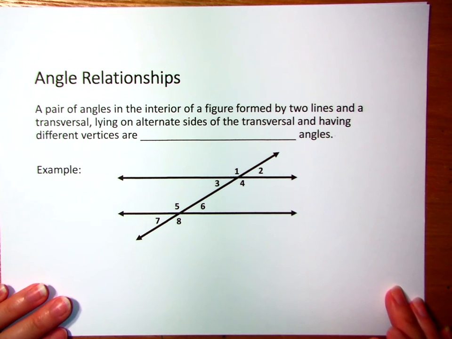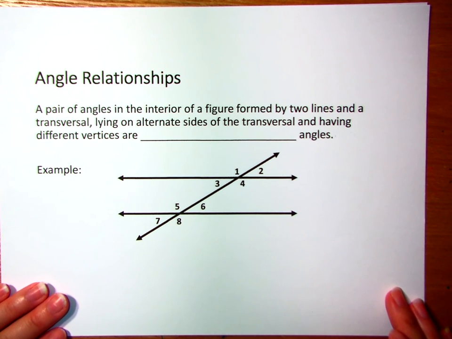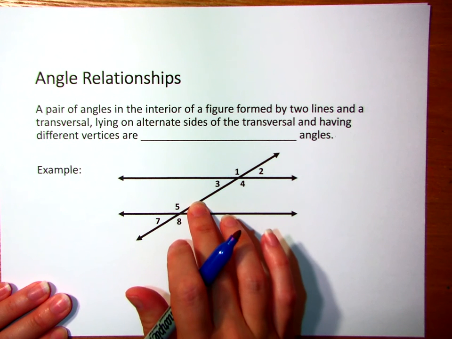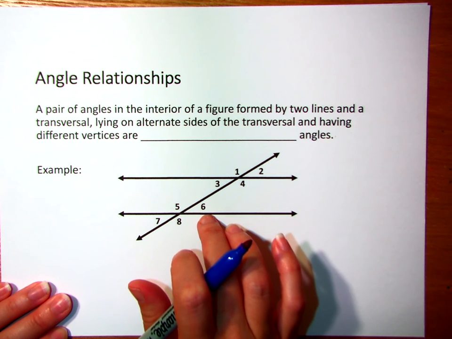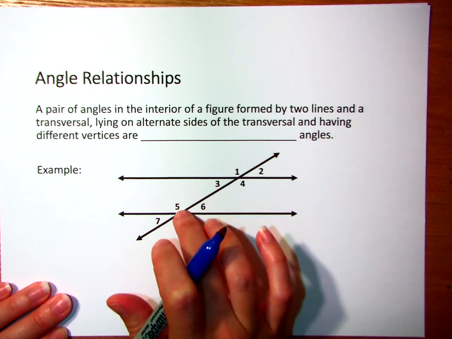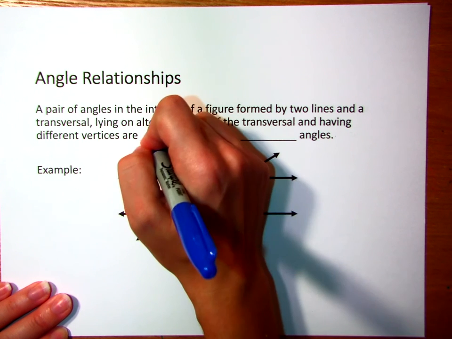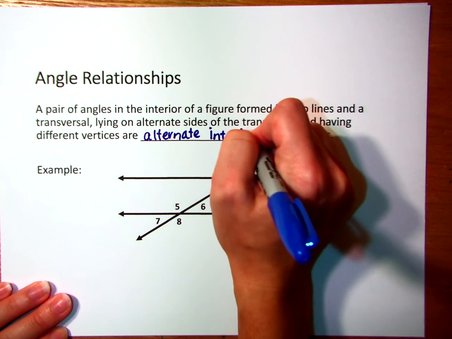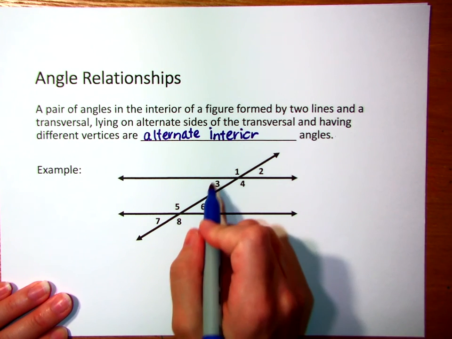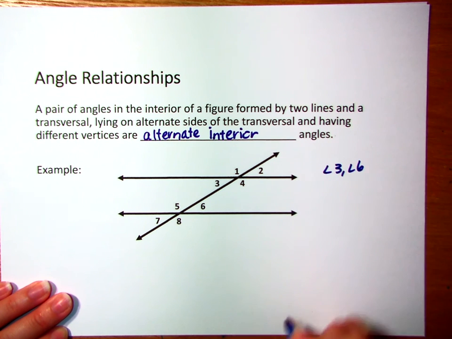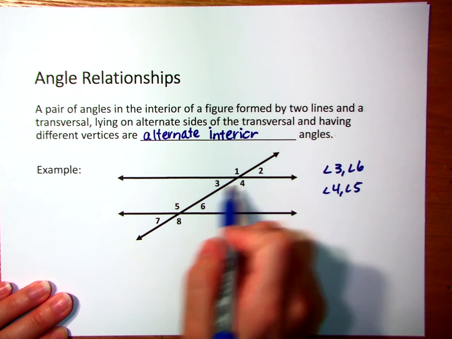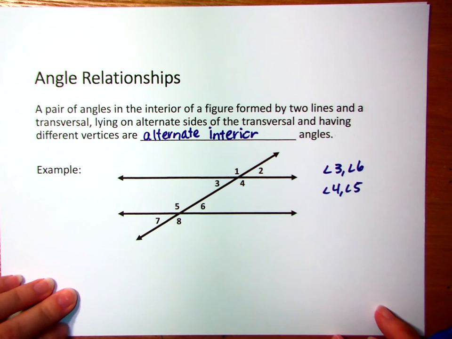Another set of angle relationships. A pair of angles in the interior of a figure formed by two lines and a transversal. So here we have two lines and a transversal. We're looking at angles that are inside only, but they lie on opposite or alternate sides of the transversal. They have different vertices, which means this and this, they wouldn't be touching. These are called alternate interior angles. So for example, in our diagram here, 3 and 6 are on opposite sides of that transversal, so they're alternate interior angles. And angle 4 and angle 5 are on opposite sides of that transversal, so they're alternate interior angles, both inside those parallel lines.